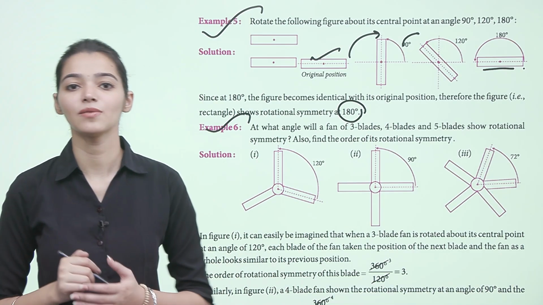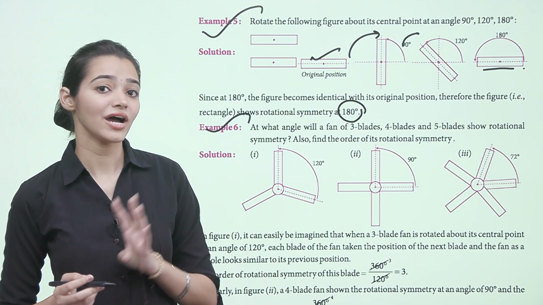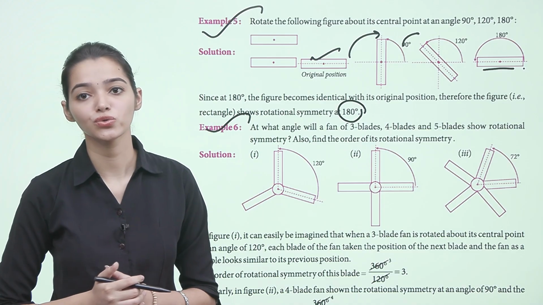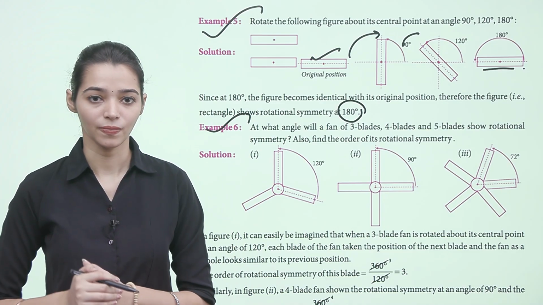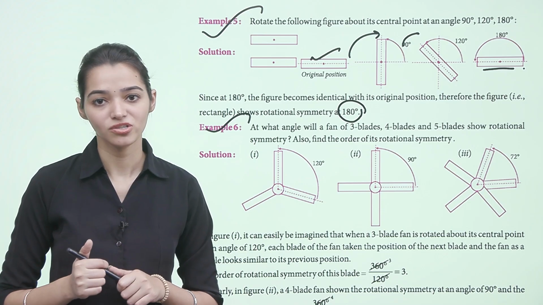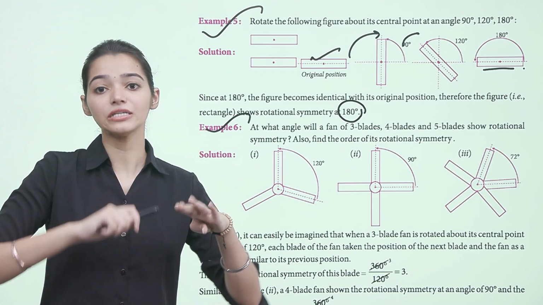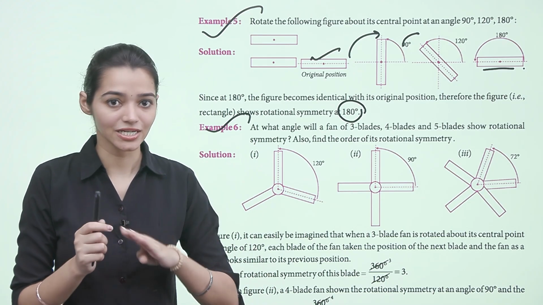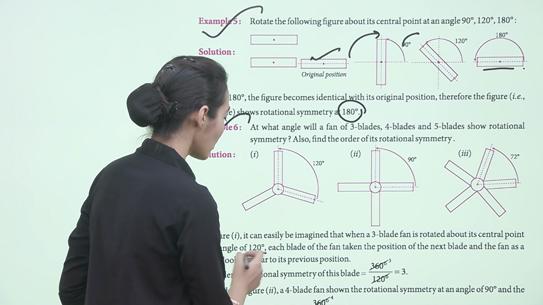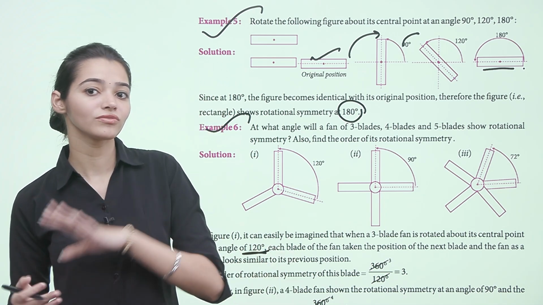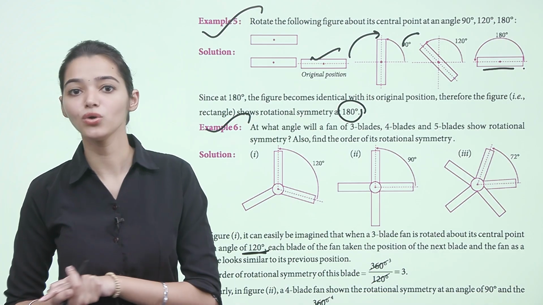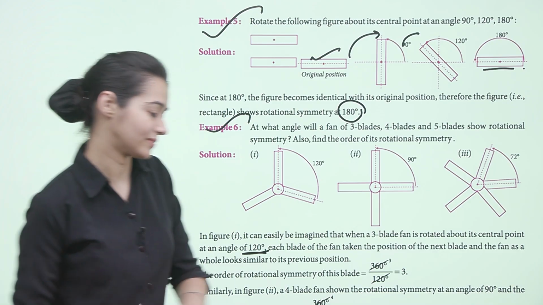Now next up is our example number 6. At which angle will a fan with 3, 4 and 5 blades show rotational symmetry, and also we have to find the order of rotational symmetry. Now in figure 1 we can easily imagine that the 3 blade fan rotated about its central point at an angle of 120 degrees, and each blade takes the position of the next blade, and the fan looks similar to the previous position.